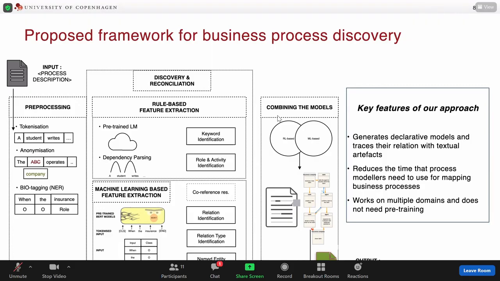Then both these two approaches are combined together, mainly by intersection, and we then get as output a process model and annotated data. The key features of this approach are that we generate declarative models and trace their relation in textual artifacts. We reduce the time that process modelers spend mapping business processes, and it works on multiple domains with little to no pre-training needed.